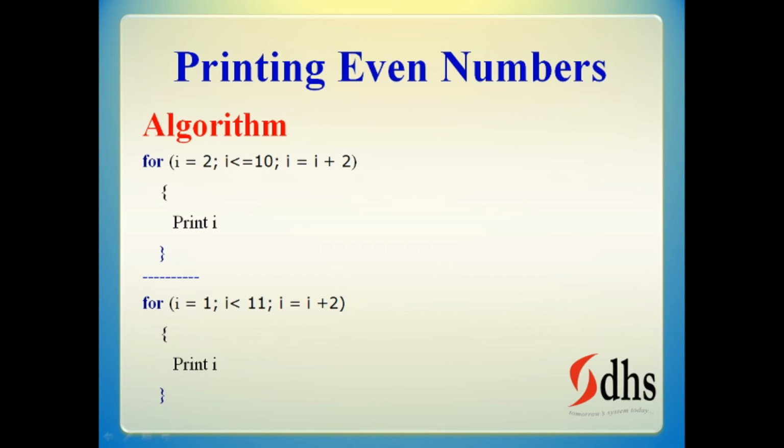So what will happen? The first time it will print 2, next time it will increment by 2 and print 4, like that it will keep printing 2, 4, 6, 8, 10. Up to 10 it will print. Then it will become 12, and it will come out because the condition is not matching. Or similarly, you can give i is less than 11.